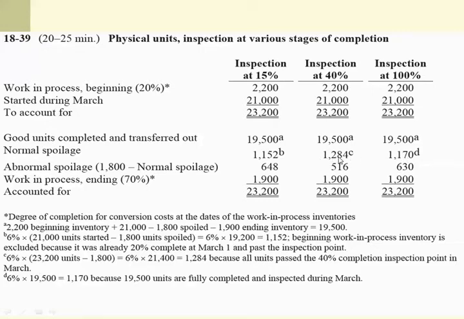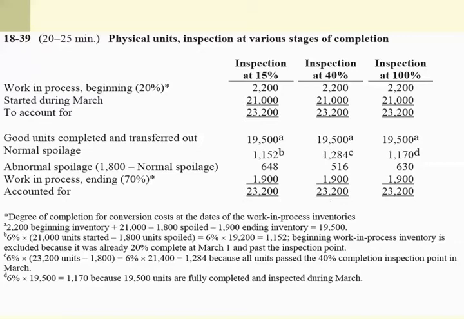So normal spoilage is 1,284 units. Abnormal spoilage equals 1,800 minus 1,284 equals 516 units. Work in process ending given 1,900. Total units accounted for 23,200.